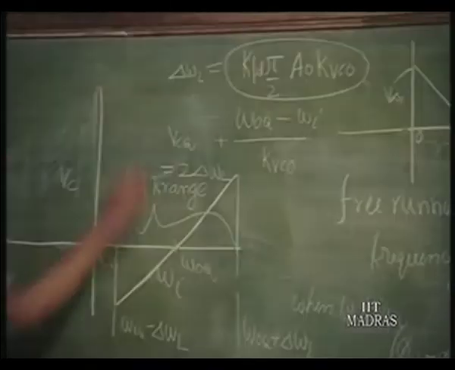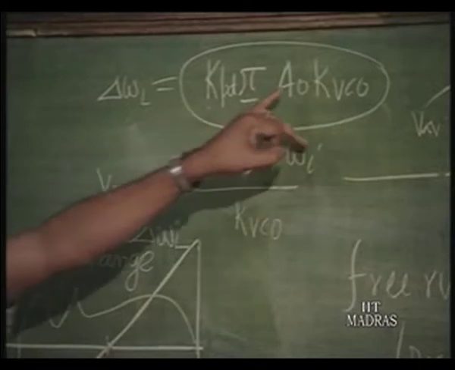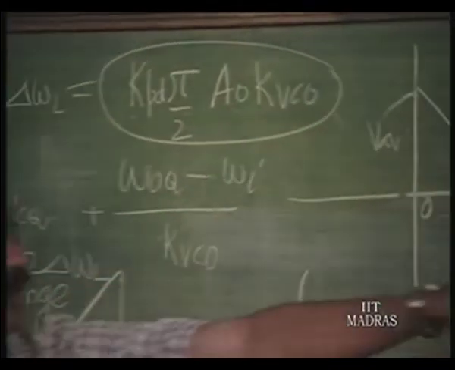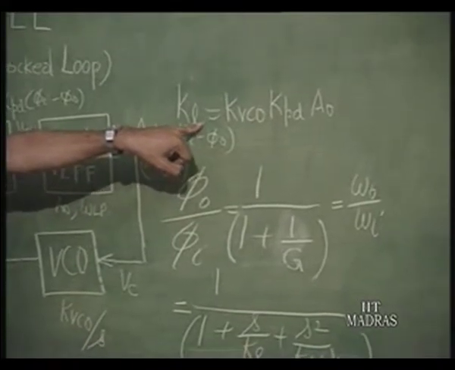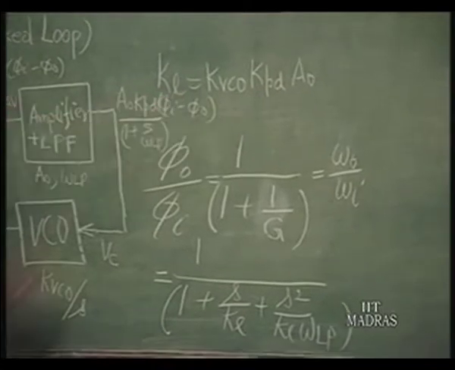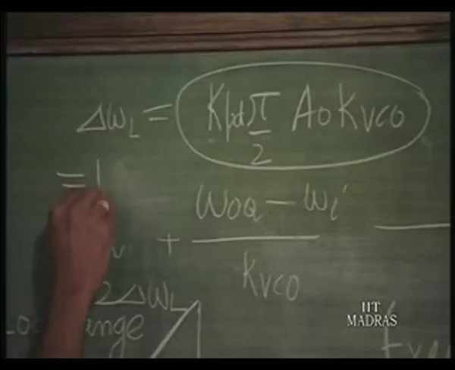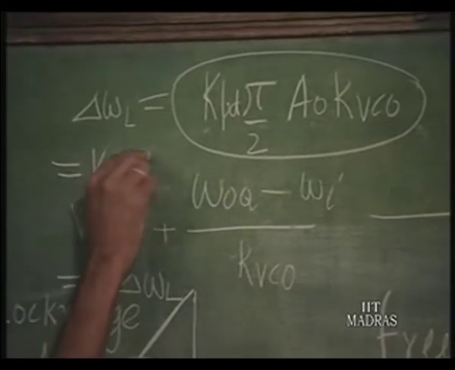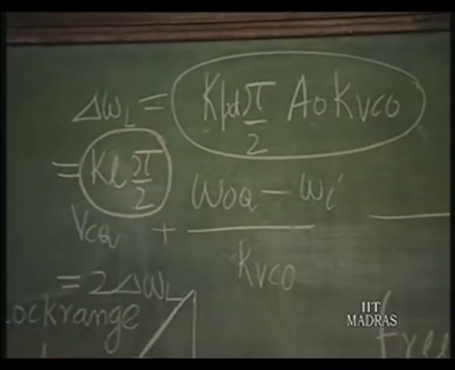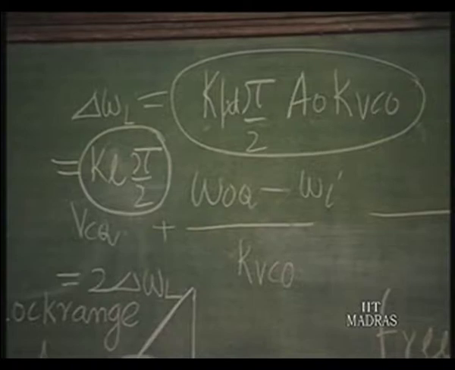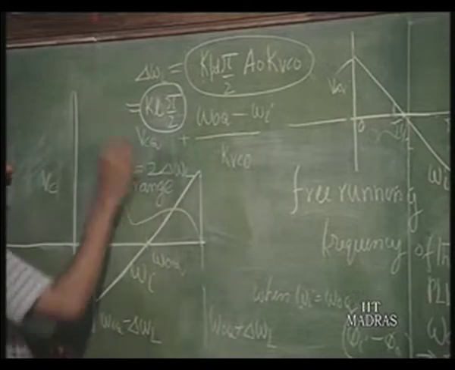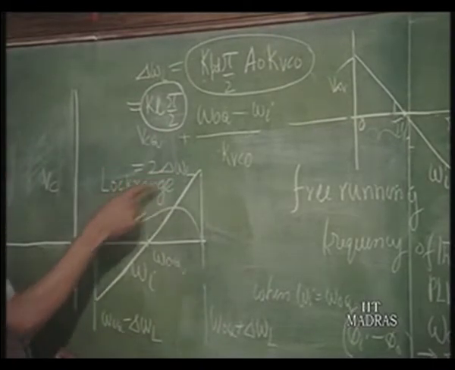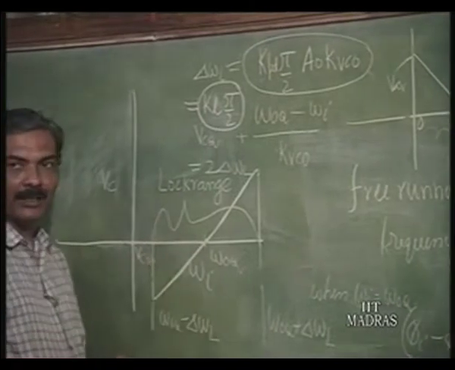Delta omega L being equal to Kpd A naught KCO, which we have already defined as KL, the DC loop gain. So, it is nothing but KL into pi by 2. It is a very simple expression. The lock range of a phase lock loop is nothing but the DC loop gain into pi by 2. So, that is the delta omega L, and of course 2 delta omega L is the lock range, on either side of omega naught q.